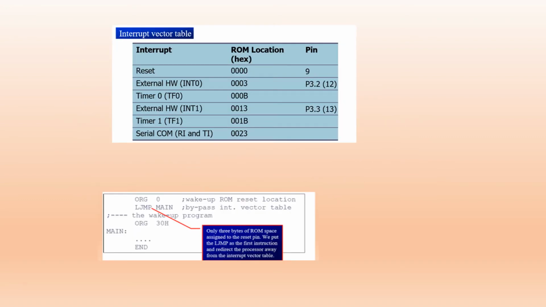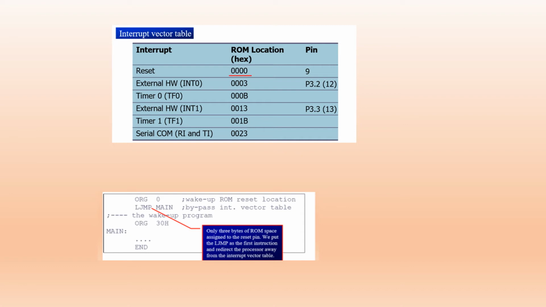On reset, whenever we power on reset or press the reset button, what happens? The PC is loaded with 0, which means the program execution begins from memory location 0. Because of this, whenever we write a program, the first byte of the program has to be placed in memory location 0 always. Reset is considered to be one interrupt. Whenever the reset happens, it automatically goes to the ROM location, which in the table is given as 00.